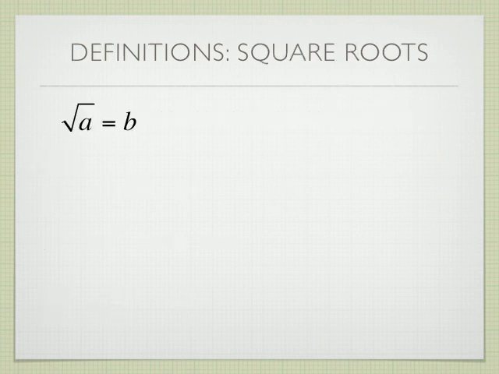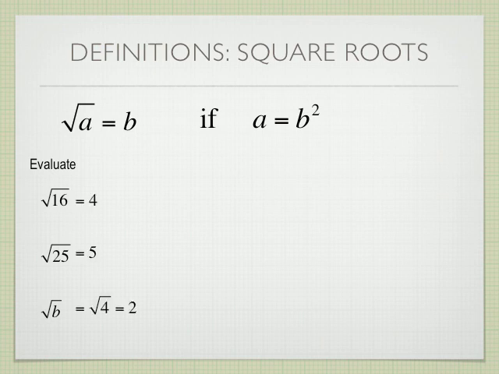So if we know the definition of squared, square root's just the opposite. So the square root of a is b if a is b squared. For example, the square root of 16 is 4 because 4 squared is 16. The square root of 25 is 5 because 5 squared is 25. The square root of b is the square root of 4. We're going to keep a, b, and c the same for this lecture. The square root of 4 is 2.